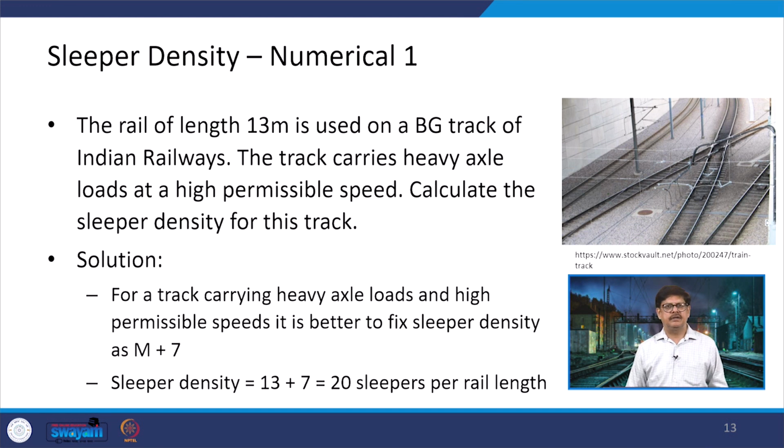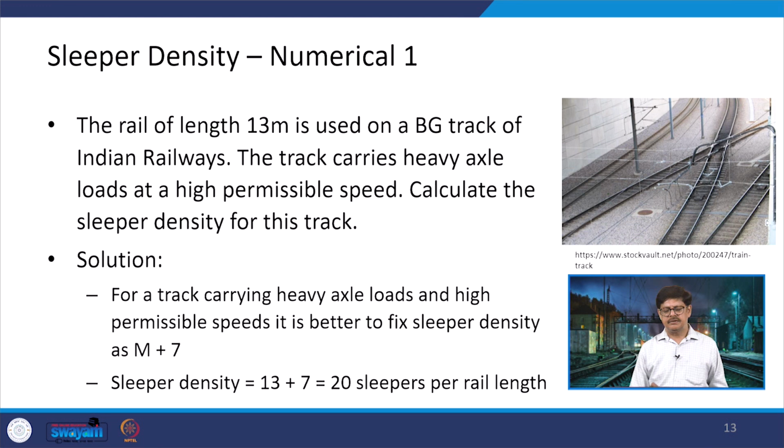Now, let us look at one numerical here. The data given is that the length of the rail is 13 meters and it is used on the broad gauge track on Indian Railways. The track carries heavy axle loads at a high permissible speed. Calculate the sleeper density for this track.